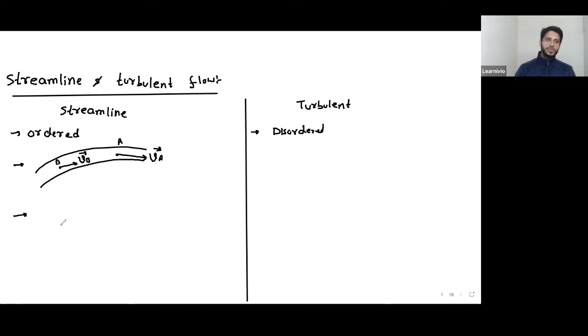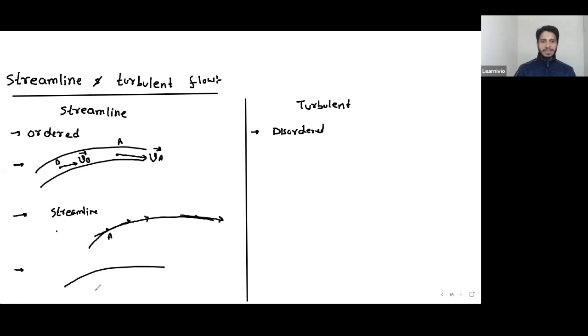Another important property. Streamline is also the name for the path of a particle in streamline flow. Let's say a particle is moving in streamline flow. The path followed by the particle is known as a streamline. So if this is the streamline for water, and I ask you to calculate the velocity of water at this point, simply draw a tangent here. This tangent will give you the velocity of water.